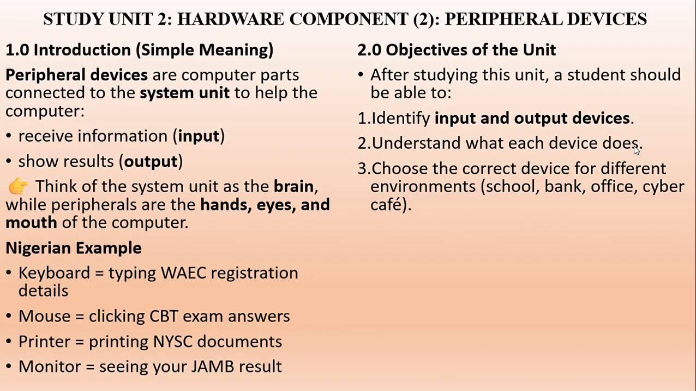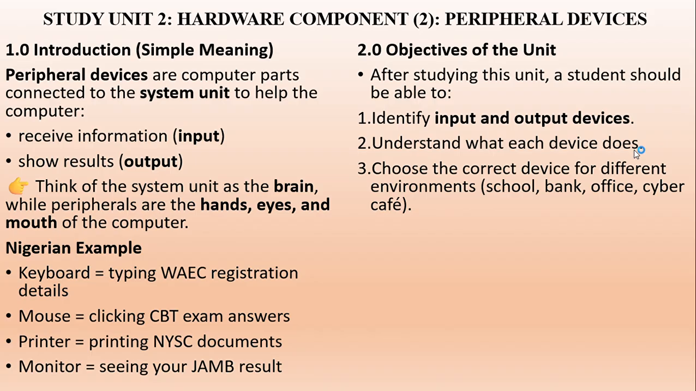A printer, printing NYSC documents. You are using your printer to print NYSC documents. You use the printer to print your admission letter, your admission form, your exam slip, and your course slip. It is a printer that is used to do that. So all of these are peripheral devices. Then using a monitor: you are using a monitor to see your JAMB result. For example, when you wrote JAMB, you went to the JAMB center to check your JAMB results. They show it to you using a monitor. So all of these are peripheral devices that help to receive information and show results.